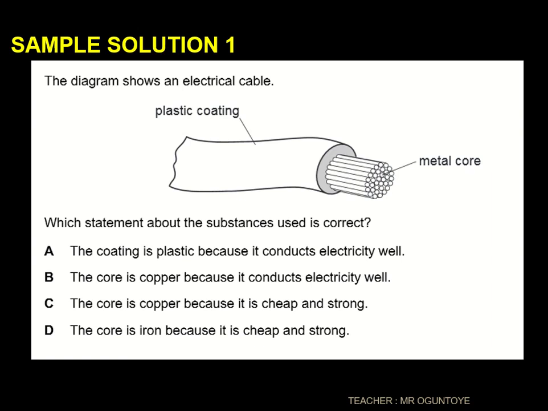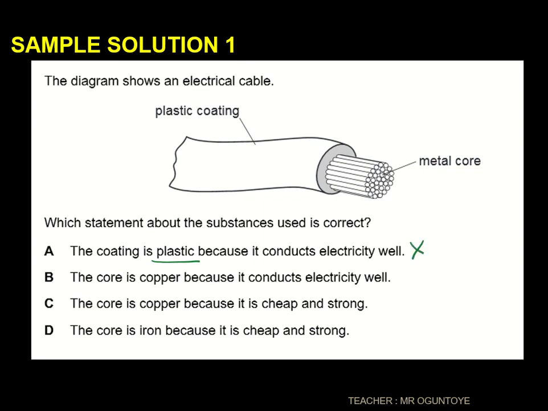On electrolysis and how to answer questions on electrolysis. The diagram shows an electrical cable. Which statement about the substances used is correct? The coating is plastic because it conducts electricity. Of course, plastics are non-conductors of electricity, so this statement is wrong.